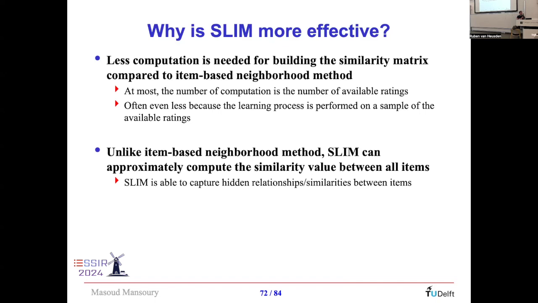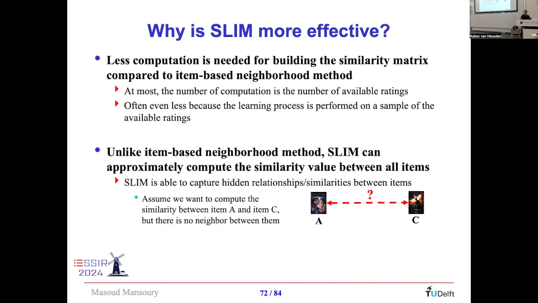And the second is that it just tries to capture the hidden patterns in the data. So in the item-based neighborhood model, we looked for the direct connection or overlapped item between two items to compute the similarity value. But here, because we're doing the optimization, we optimize the objective function, it would be able to capture some hidden patterns in the data, which might not be the case for item-based neighborhood model.